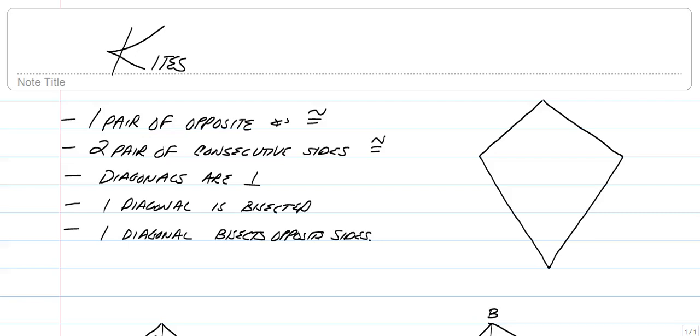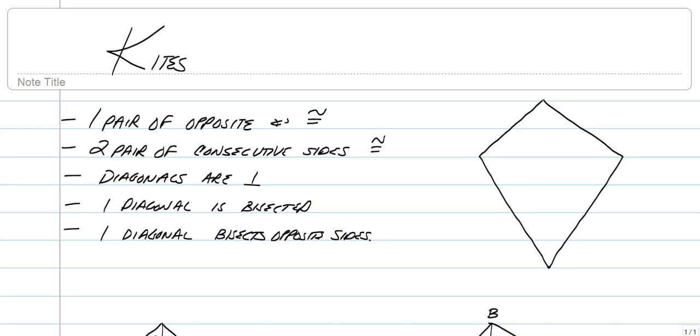This video is going to cover kites. Now, kites are a little bit more challenging to work with than parallelograms because they have different properties. They don't have opposite sides that are congruent. It's more about consecutive. So I like to think of kites as two isosceles triangles with the same base.